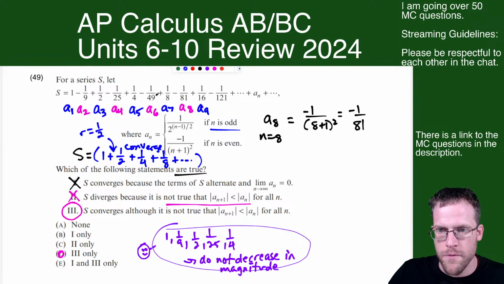Now the pink stuff. For the pink stuff, I'm going to write minus, since all the pink stuff is negative. But if I write minus, now I could say 1 over 9 plus 1 over 25.